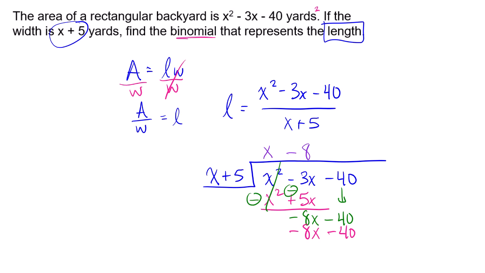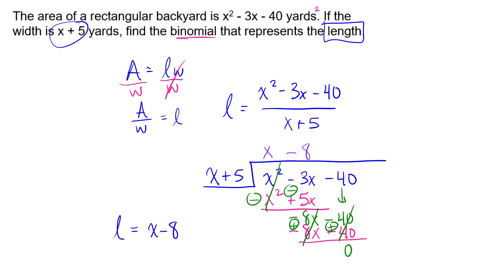And so now we're going to change the signs as we subtract, right? So this changes to a positive 8x. And this changes to a positive 40. So these cancel out, and so do these. So our remainder is 0. So the length is x minus 8.